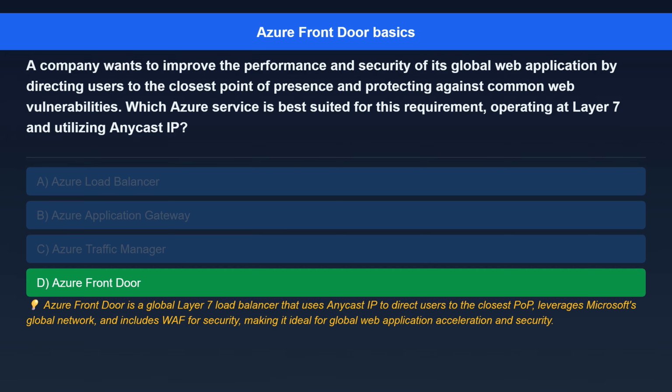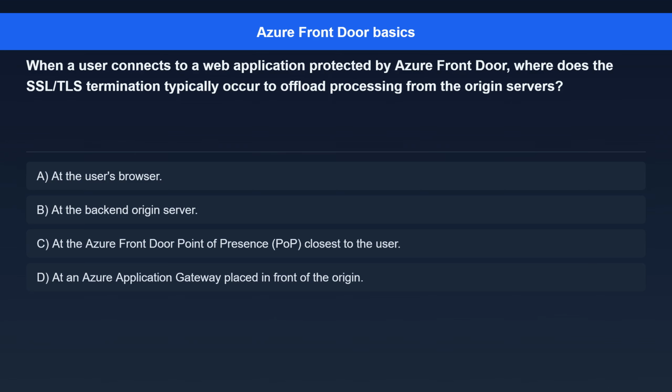The correct answer is Azure Front Door. Here's the explanation. Azure Front Door is a global Layer 7 load balancer that uses Anycast IP to direct users to the closest POP, leverages Microsoft's global network, and includes WAF for security, making it ideal for global web application acceleration and security. Question 2.